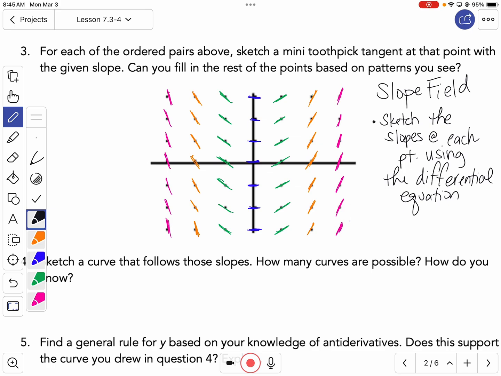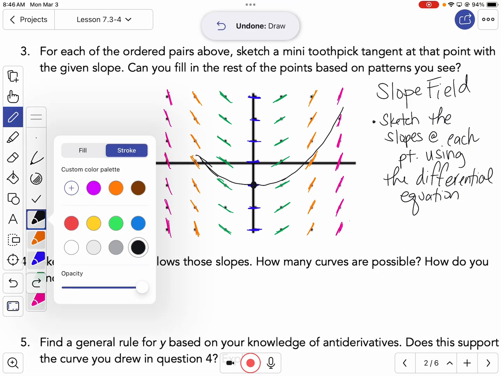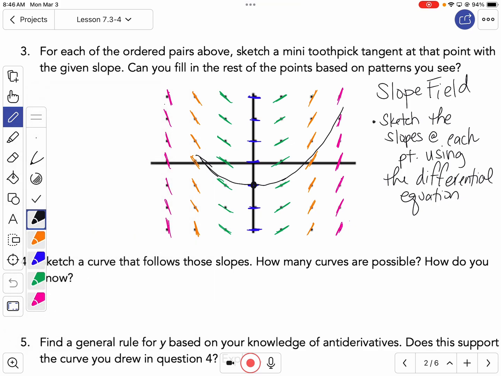We want to sketch a curve that follows these slopes, okay? So basically what I want to do is draw a picture that follows these slopes. So if I use the point, let's say 0, -1, and I follow the slope pictures on each side, what should be true on each side of my picture around that point? It should be symmetric, right? So wherever I draw it, I need to be sure it's symmetric.